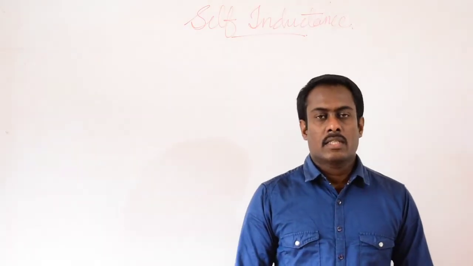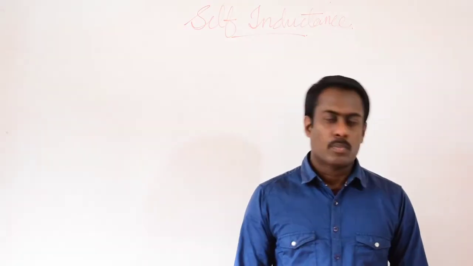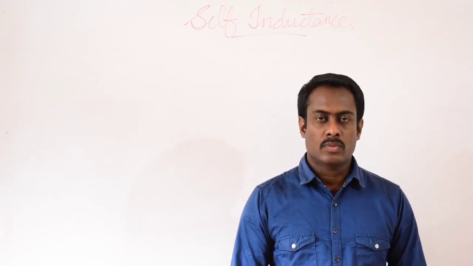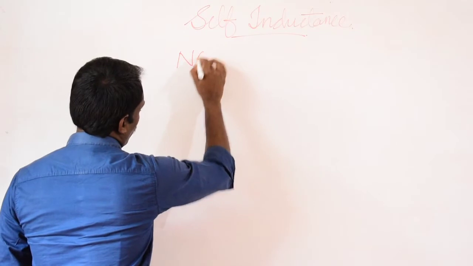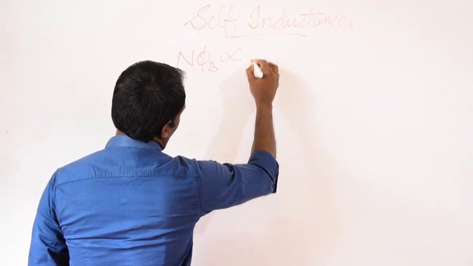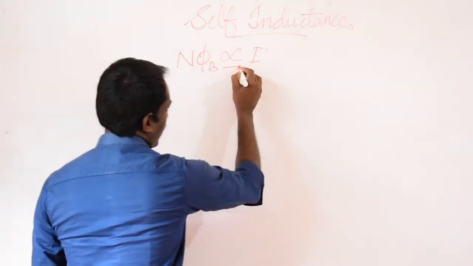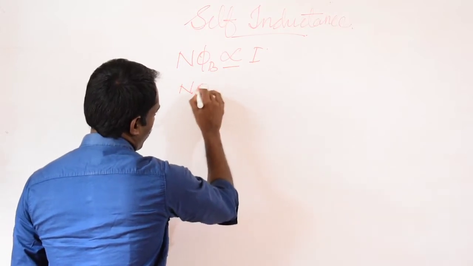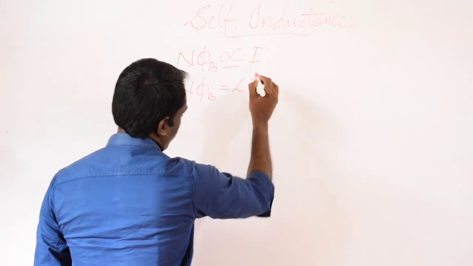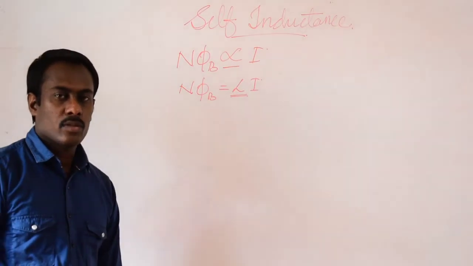In such a case, the flux linkage through N turns of the coil is proportional to the electric current flowing through the coil. N phi B is proportional to I. In order to avoid this proportionality sign, we multiply it with a constant, equal to L into I. And this term L is known as the self-inductance of the coil.